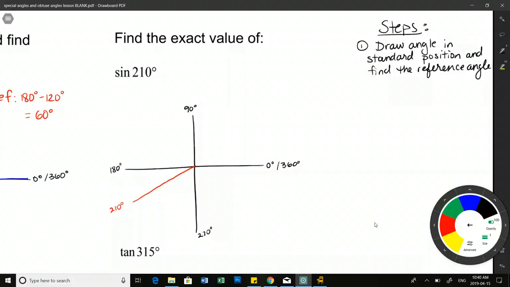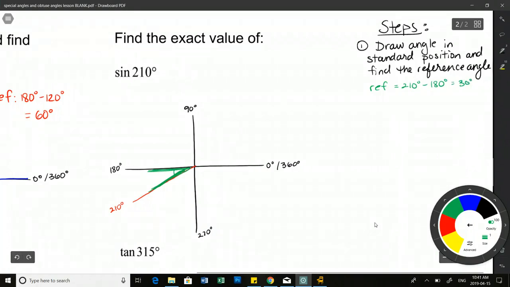Okay, now I want to find its reference angle. So is 210 closer to 180 or 360? Okay, so the reference angle will be this guy right in here. How can I calculate this? Right, 210 minus 180. So I'm finding this little slice to get my reference angle. I'll just do it underneath here. And that gives me 30. So I'm going to label it in here, 30 degrees.